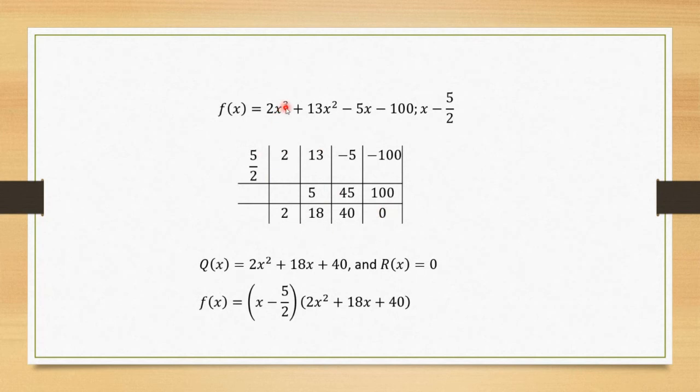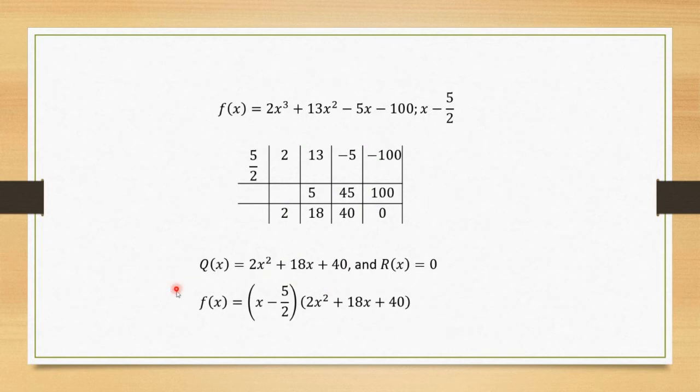The quotient has degree 2. Excuse me, the dividend has degree 3, so the quotient has degree 2. So we have 2, 18, and 40. Those are the coefficients. So we have 2x squared plus 18x plus 40. So altogether, we have this.